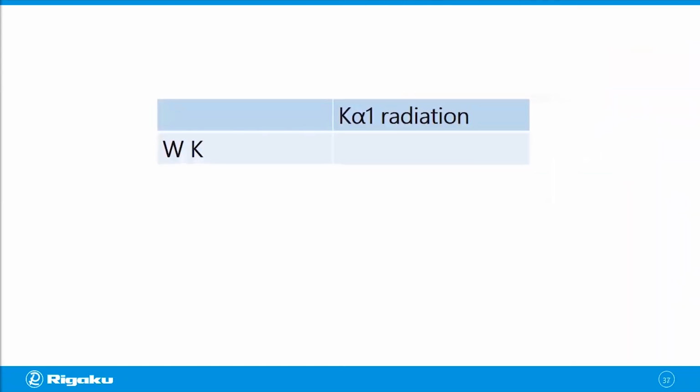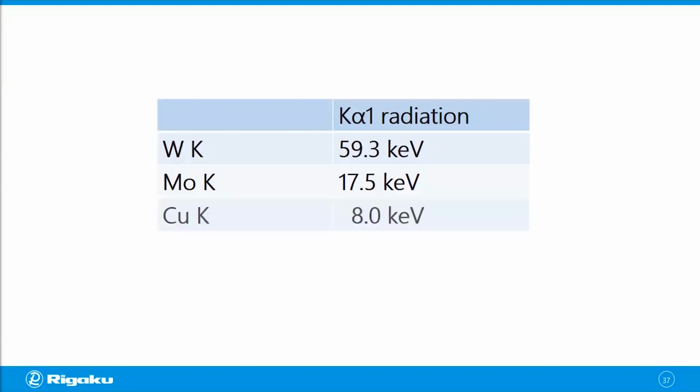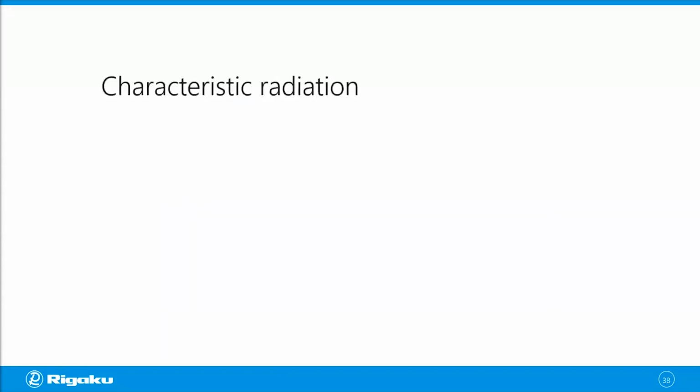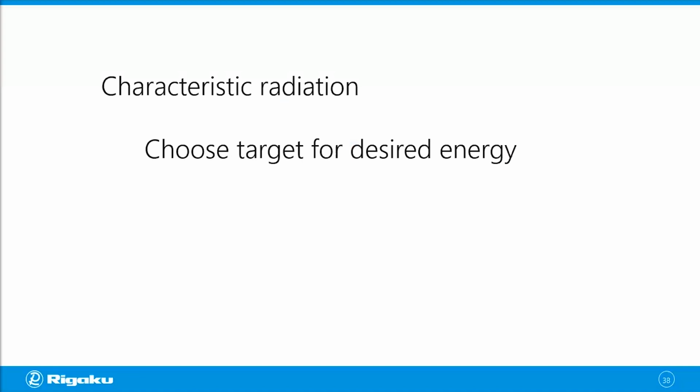When you have a tungsten target and look at one of the strongest K radiations, you would see 59.3 keV. If you change this to molybdenum, you can get 17.5 keV, and copper would give you 8, and chromium would give you 5.4. So you can see that by using those target materials and the characteristic radiations, you can get very low energy X-rays. And the strategy to get the right energy in the case of a characteristic radiation is pretty simple. You just choose the right target for the desired energy.